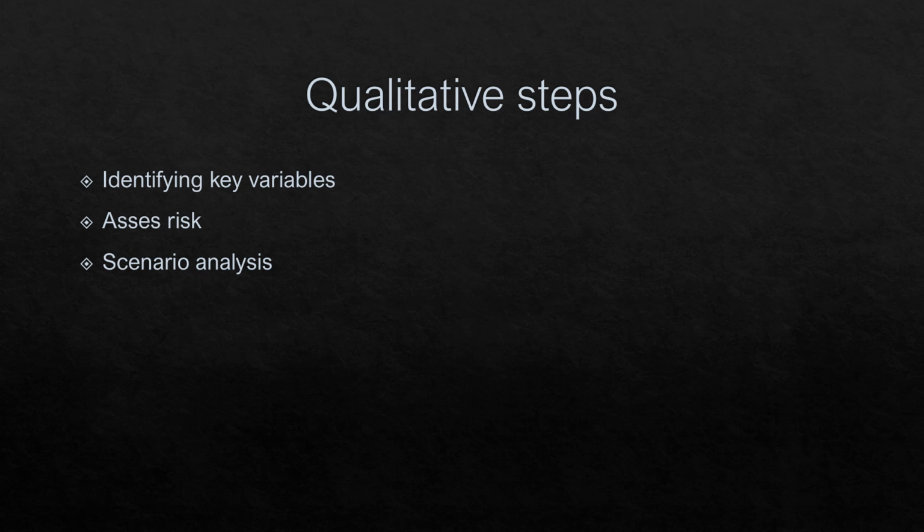Some of the questions that need to be answered when building a sensitivity analysis would be the qualifying information, or the qualitative steps, which are identifying key variables: determine which input factors are most likely to impact the outcome of the analysis based on expert knowledge and understanding of the situation. Assessing risk: identify potential risks associated with each variable and their likelihood of occurrence, prioritizing critical uncertainties. Scenario analysis: evaluate different plausible scenarios considering both positive and negative variations in key variables to understand potential impacts on the decision.